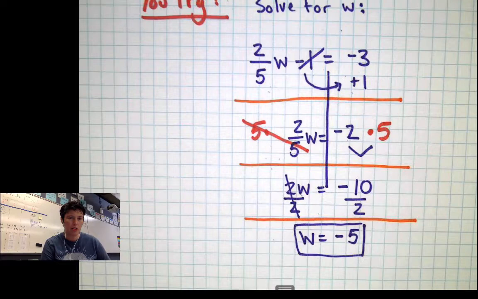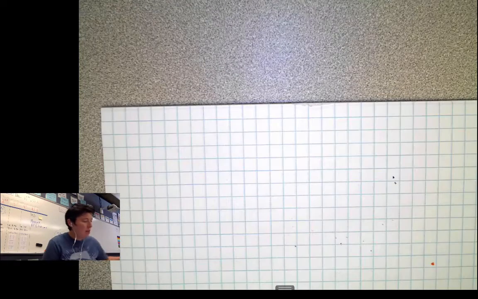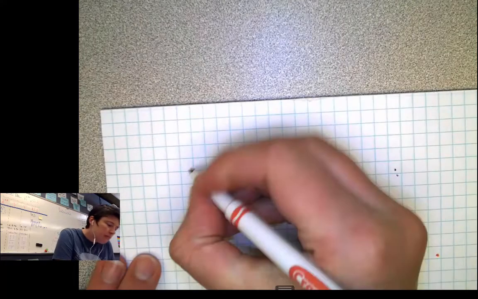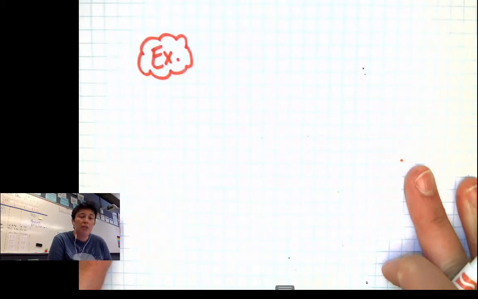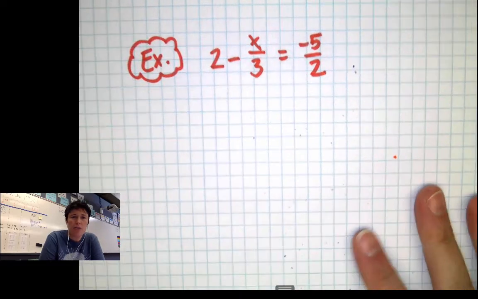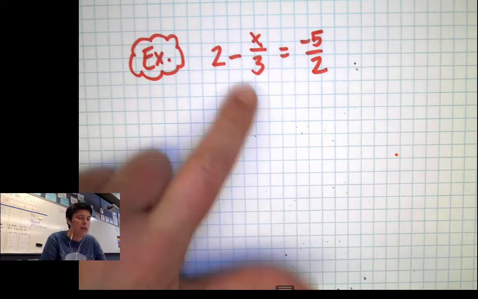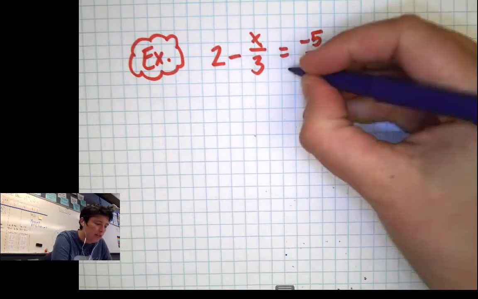Now, I told you I was going to show you some more complicated fractions, so let me show you some. We're going to do another example here. Here's one that I think is pretty complicated, and we're going to see what you guys think about it too. So here it is. It is 2 minus x over 3 equals negative 5 halves. Two fractions. We're dealing with multiple fractions here, so this is messy.